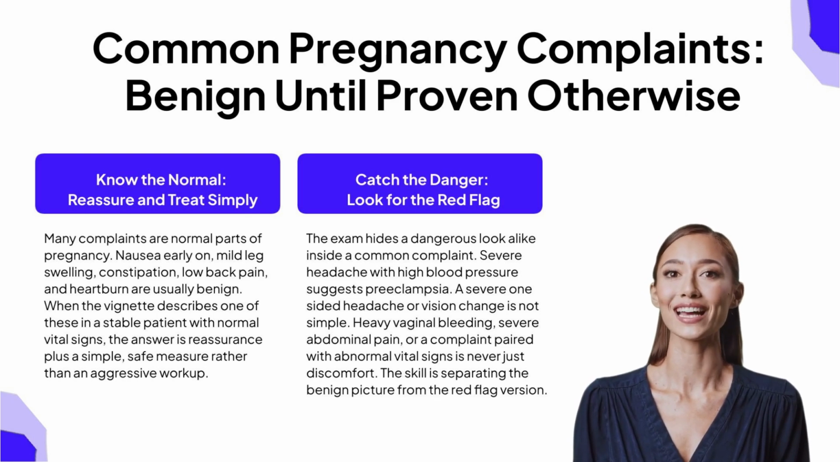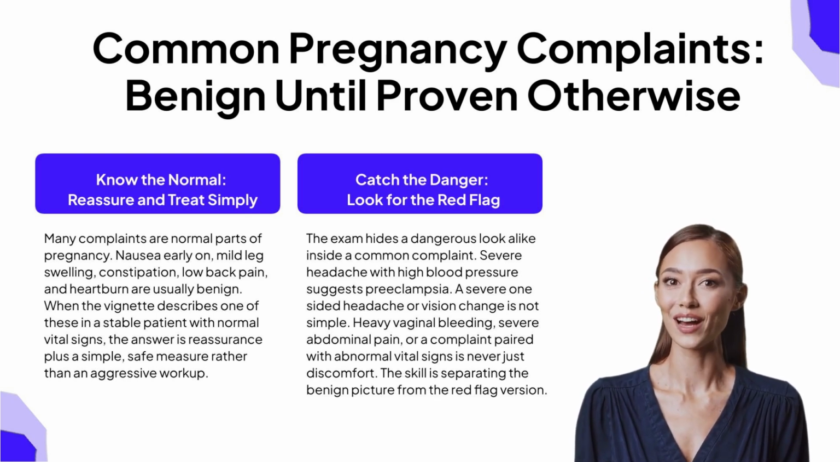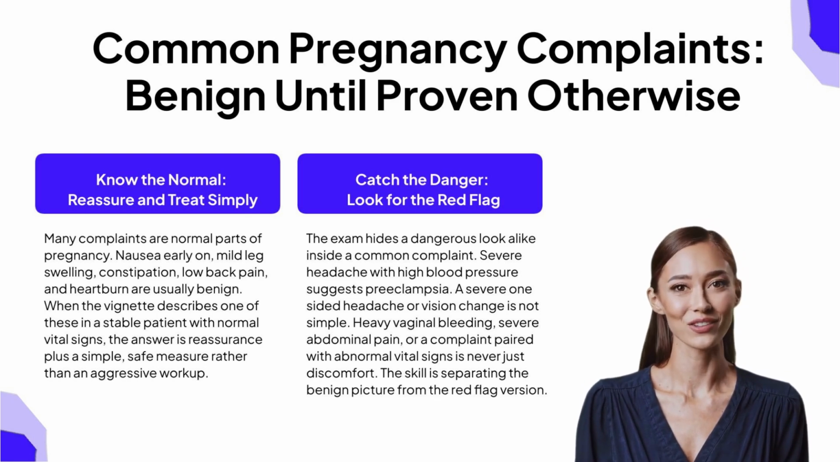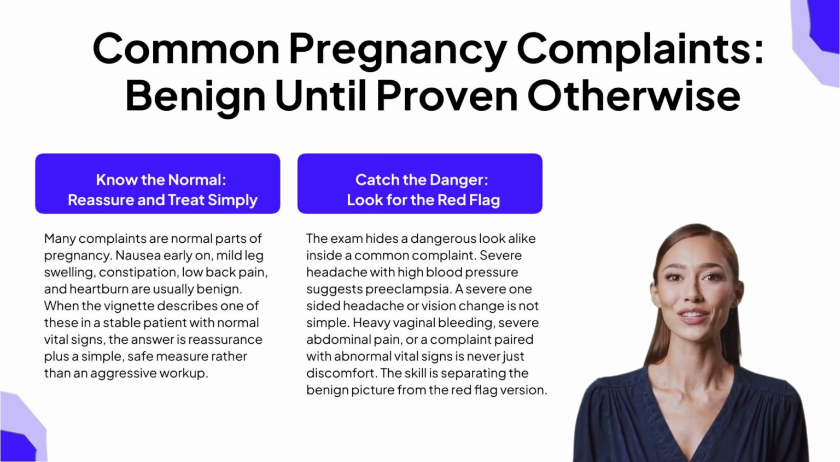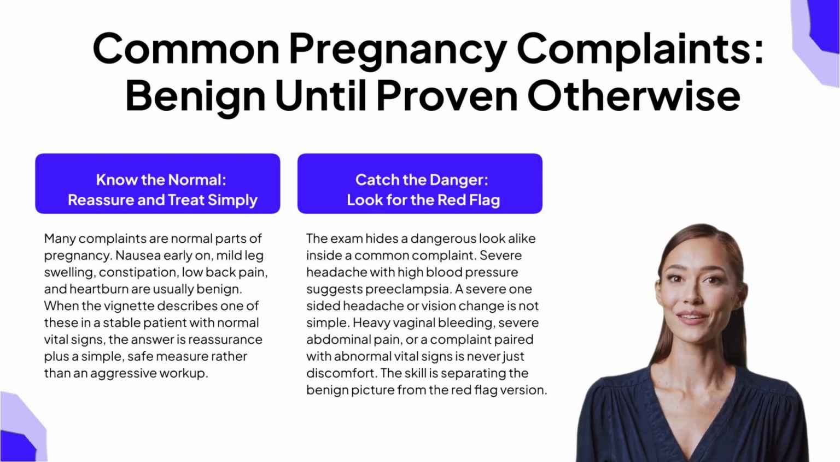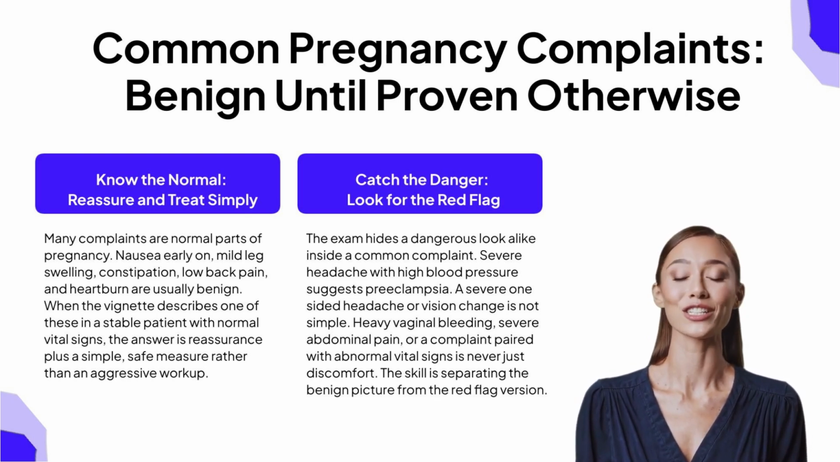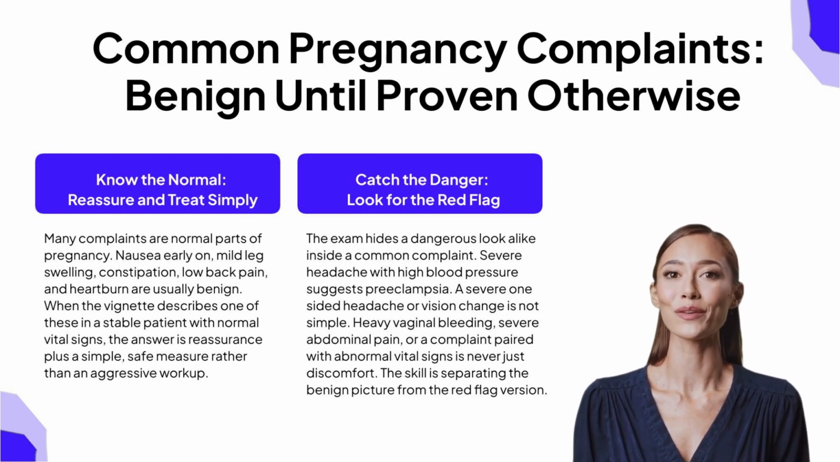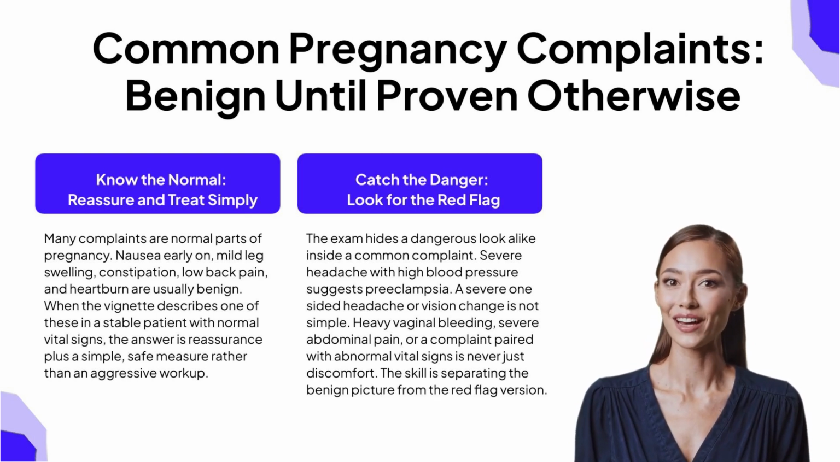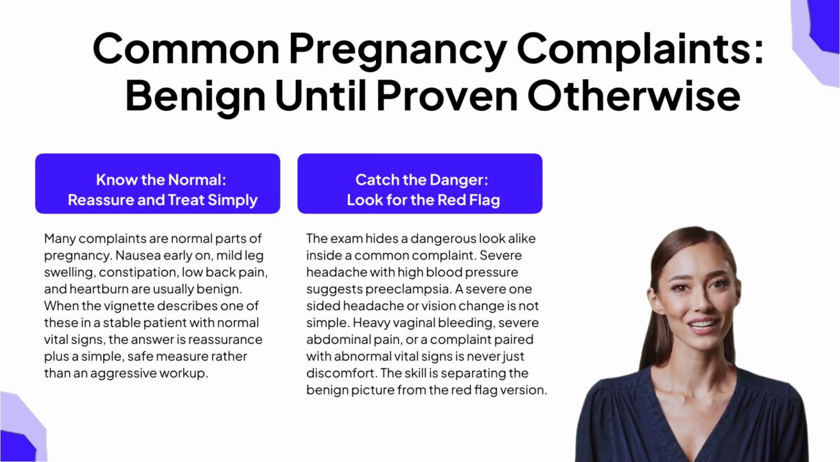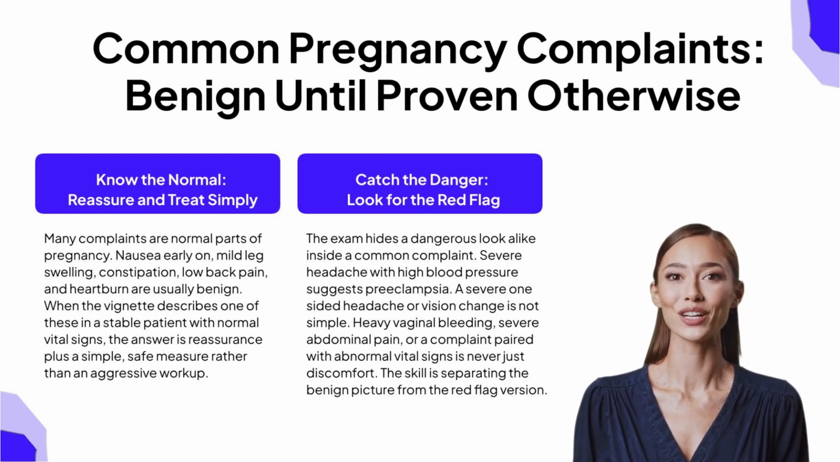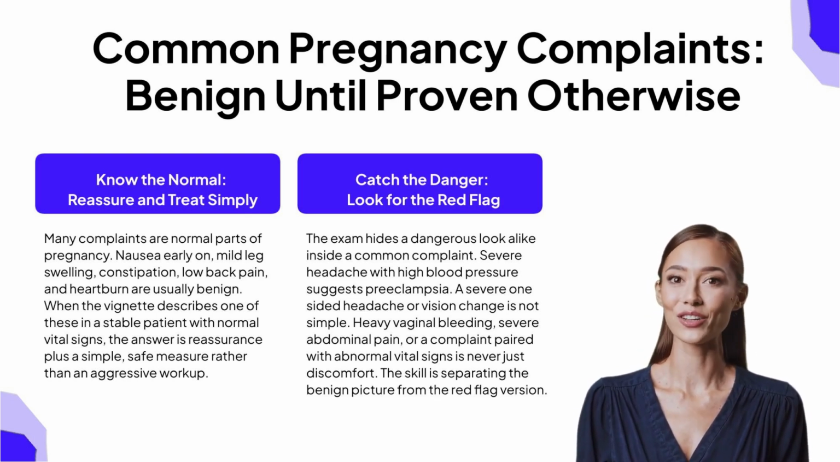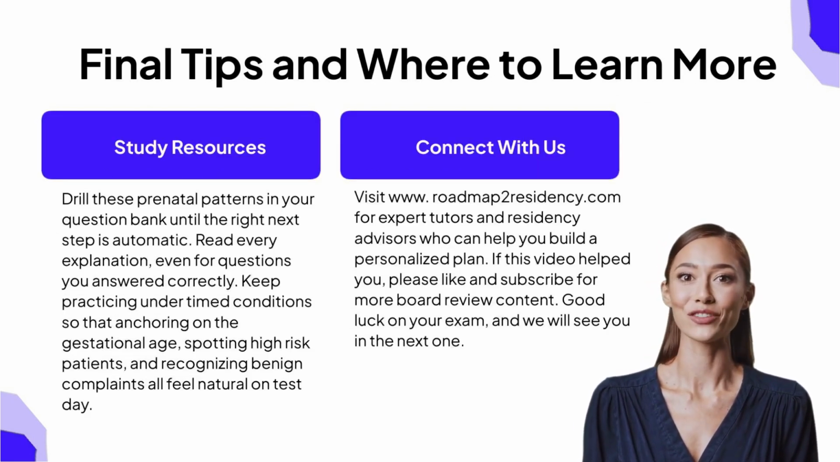Second, train yourself to catch the danger, because the exam loves to hide a dangerous look-alike inside an ordinary-sounding complaint. A severe headache together with high blood pressure should make you think of preeclampsia. A severe one-sided headache or a change in vision is not just a normal headache of pregnancy. Heavy vaginal bleeding, severe abdominal pain, or any complaint paired with abnormal vital signs is never simple discomfort. The entire skill in these questions is separating the benign version of a complaint from the red flag version, and the clues that tell them apart are always sitting right there in the vital signs and the severity described in the stem. That wraps up our review of prenatal care management.